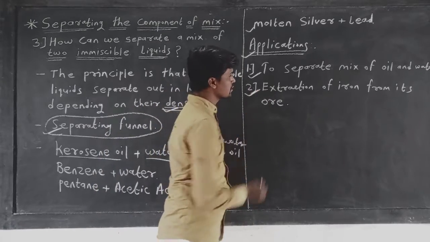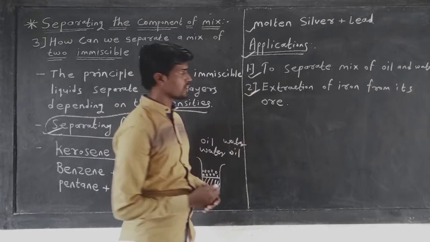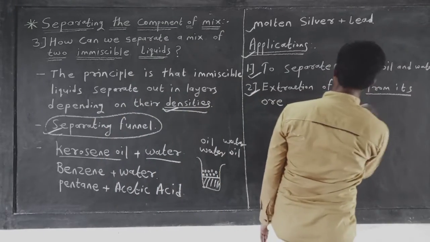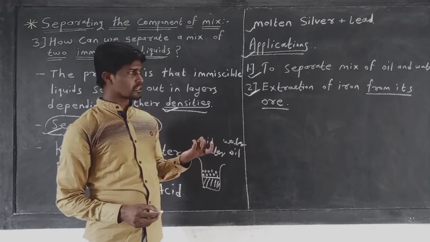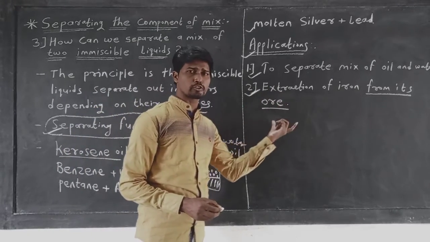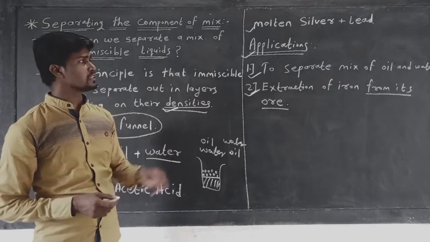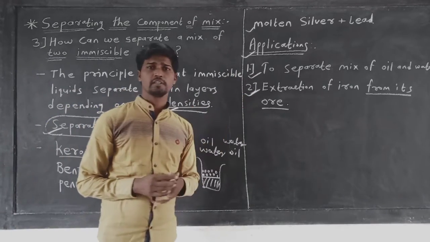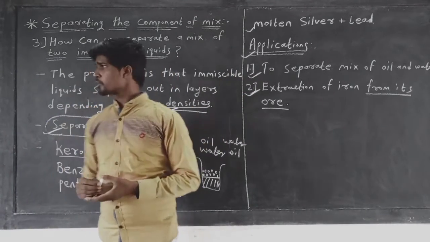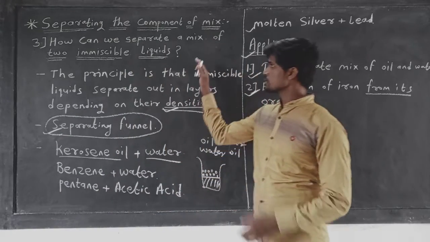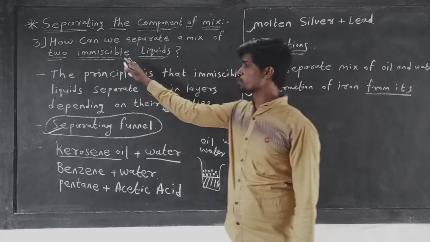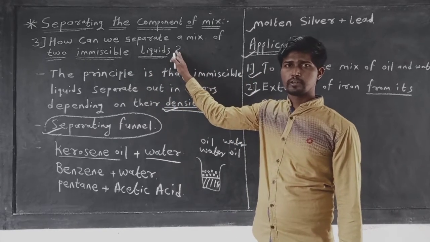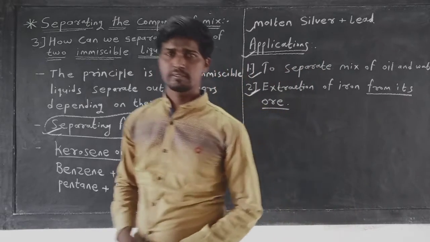Then second, it is the extraction of iron from its ore. From the ore we have to extract iron. So this method is also used with the separating funnel. These are the applications of this method. Okay, so I hope you understand. It is a very simple point: how can we separate a mixture of two immiscible liquids? Okay. Thanks.